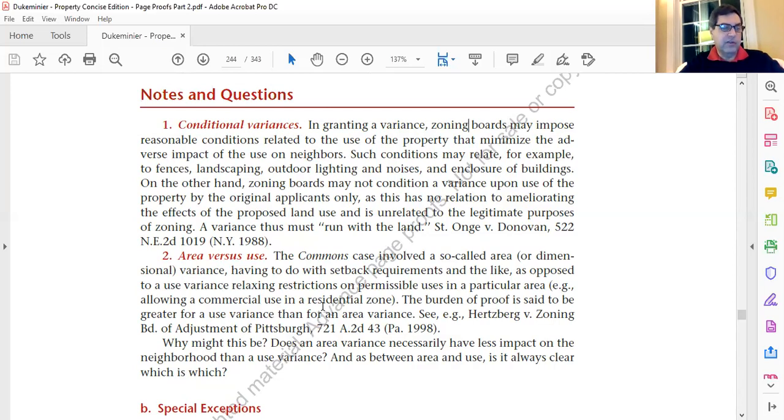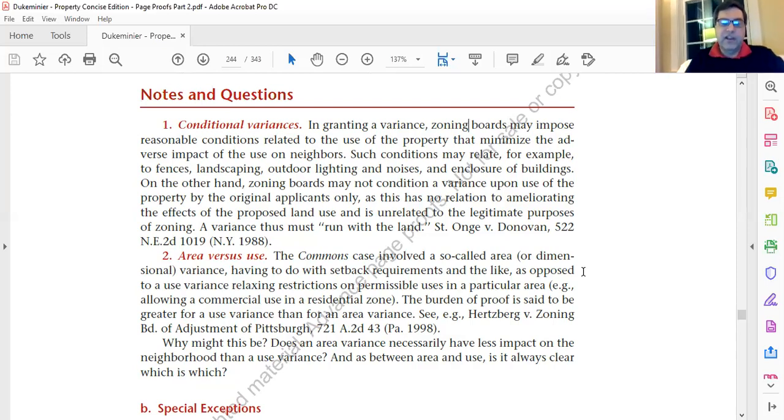Note 2 after the case, the authors note that the burden of proof is greater if you're asking for a use variance rather than an area variance. And so if you want to build a commercial establishment in a residential neighborhood, it is harder to convince the Board of Adjustment to let you do that than if you want to just build a house in a residential neighborhood on a too small lot. The authors say that it's kind of like the difference between the pig in the parlor on the one hand, the use variance, and an oversized sofa in the parlor on the other, the area variance.